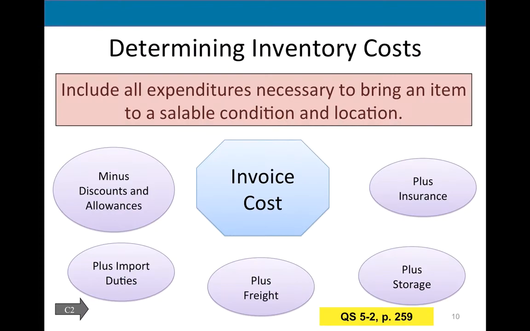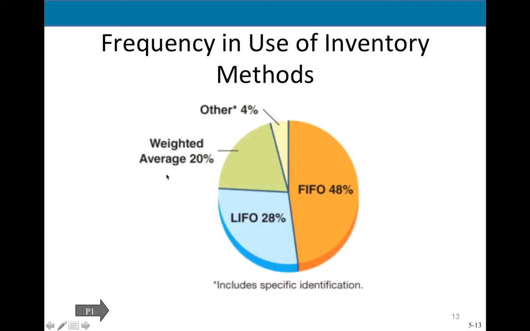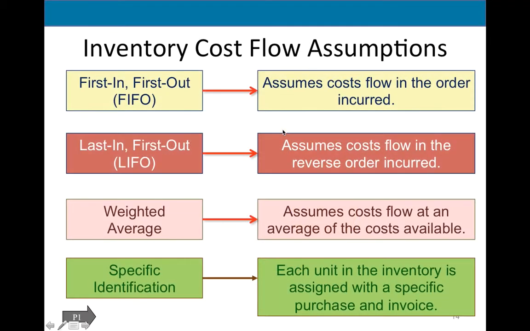Okay, so these are the 4 methods. As I mentioned, the choice of the costing method will impact my profit, my taxes, and my ratios. And the most popular method is FIFO. The second most popular is LIFO. Weighted average is right here, and specific identification is right there. And guys, these are kind of highlights of each method.